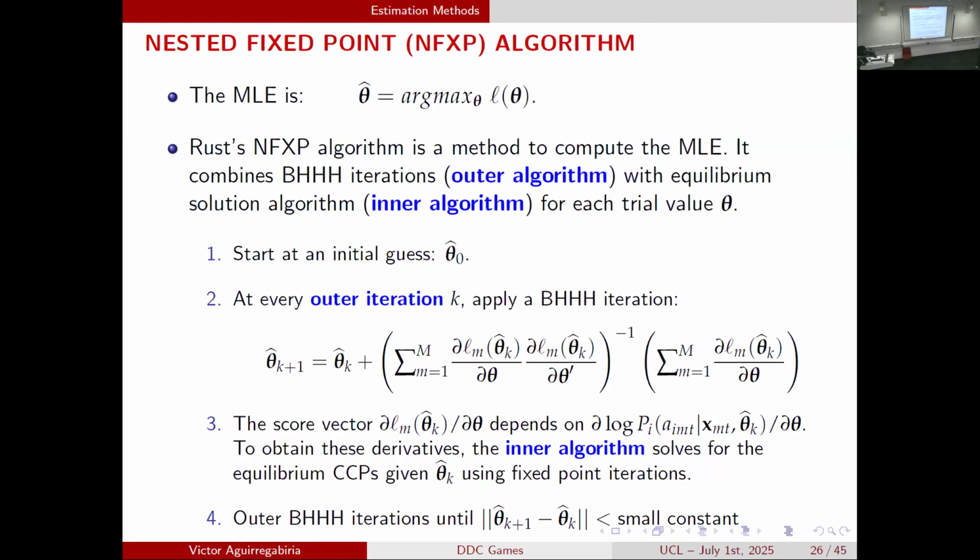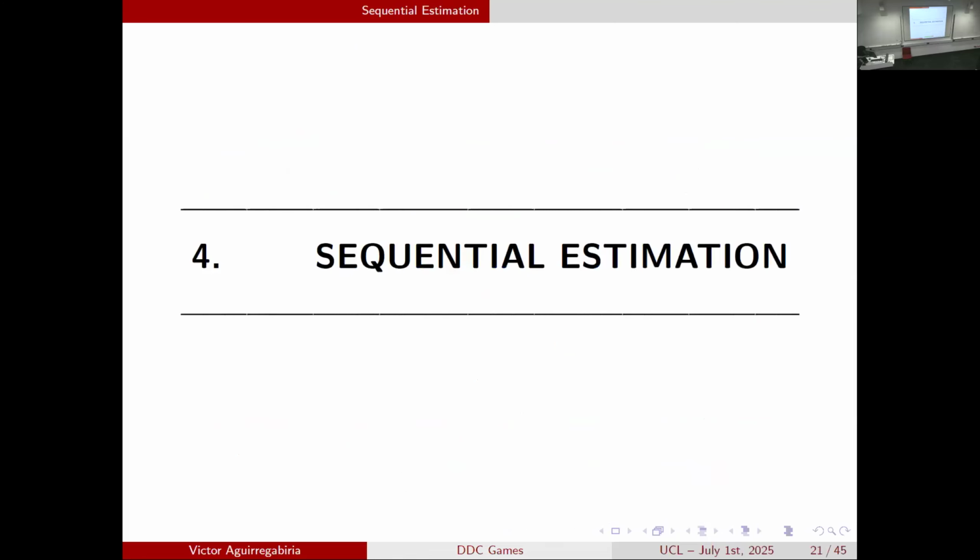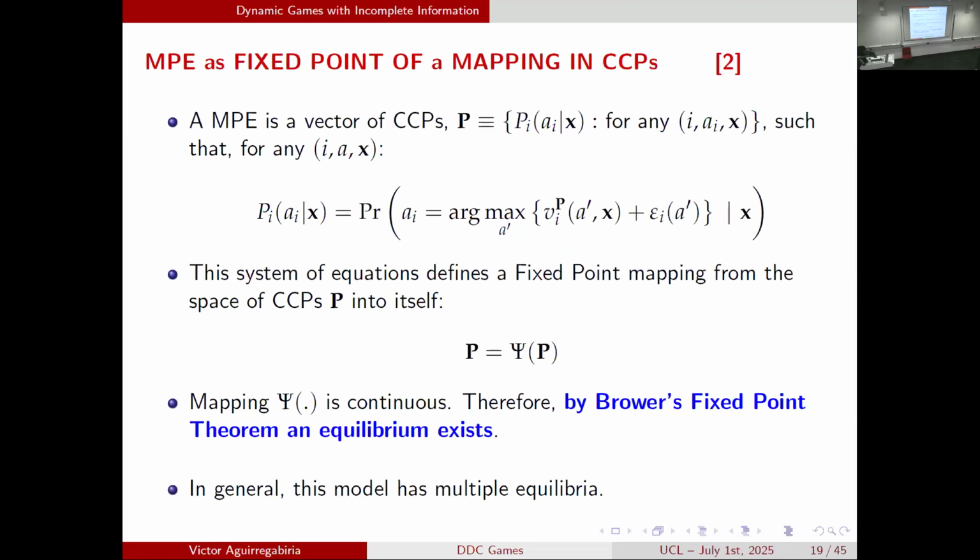In contrast to the contraction property of the single agent dynamic programming problem, where each single agent dynamic programming problem is a contraction, this mapping in terms of best responses is not a contraction. And that's why we can have multiple equilibria. And it's not only that we can have multiple equilibria, it's that a fixed point iteration in this mapping is not guaranteed to converge.